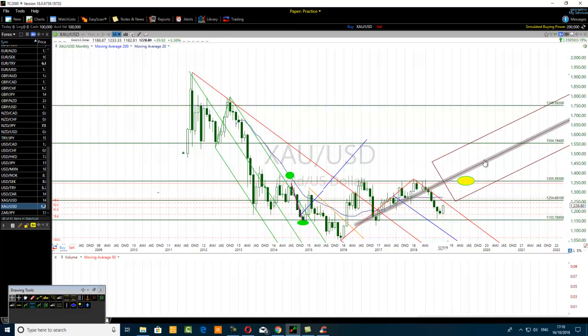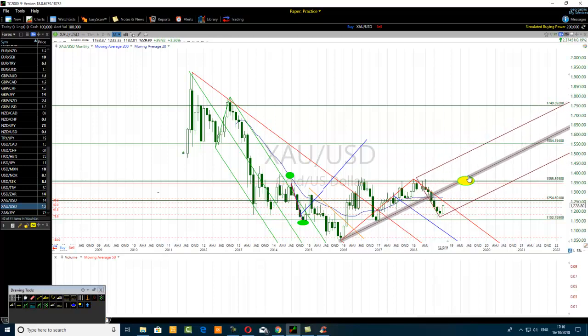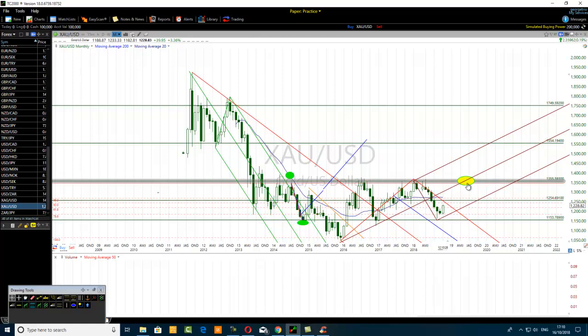Oops, we don't want to do that. What I was trying to do. Okay, hold on, please. Okay, I was trying to move my hot spot. That's what I was trying to do.